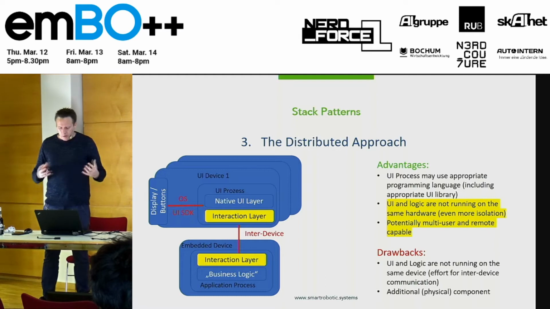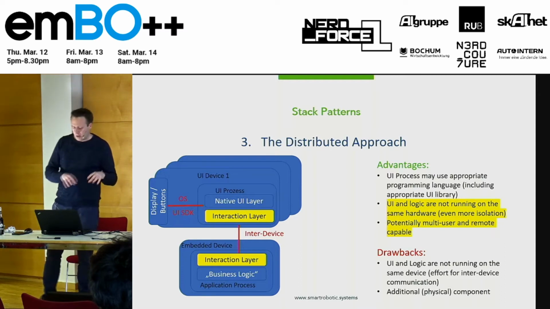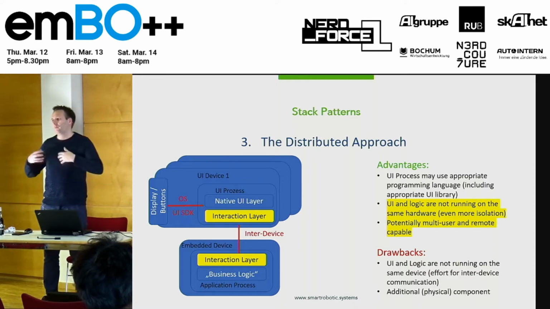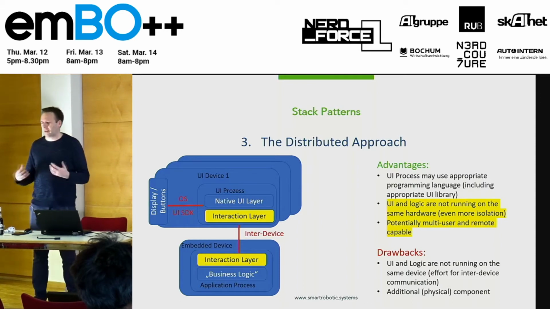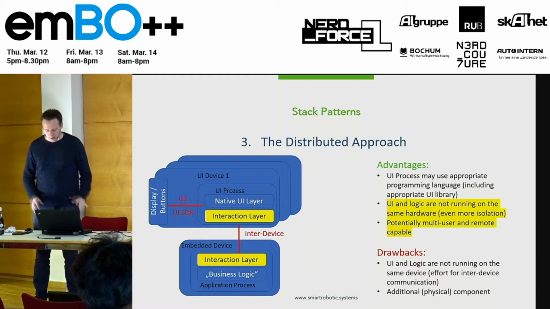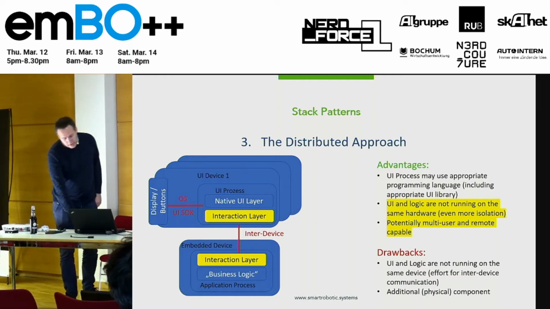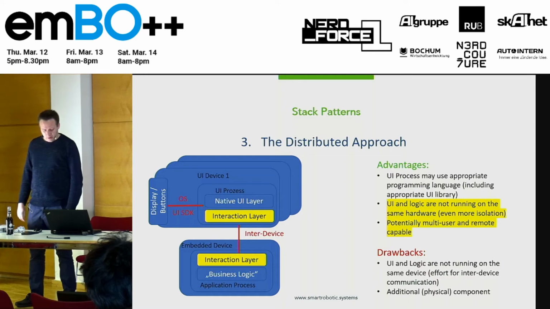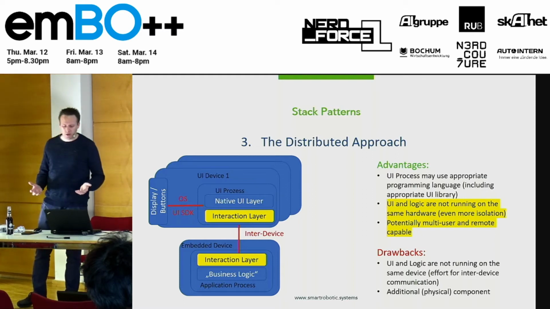This has the big advantage that the UI process may use possibly also a different language, or at least an appropriate user interface for the target platform. UI and logic are not running on the same hardware, which is even more isolation compared to what we had before. So if now there's any crash in the user interface, it won't affect the backend at all. The drone won't crash. This is important. And the UI and logic, that's the drawback again, are not running on the same device. So there's effort that needs to be done for inter-device communication, and we have an additional component, which might be your cell phone, but it is an additional component.